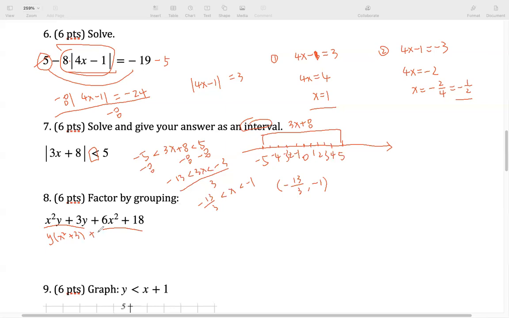The second group has a common factor of 6. So we have x squared plus 3, because 3 times 6 equals 18. Now the two groups have a common factor of x squared plus 3. So factor out x squared plus 3. What's left in the first group? y. What's left in the second group? 6. So now we're in the factored form.